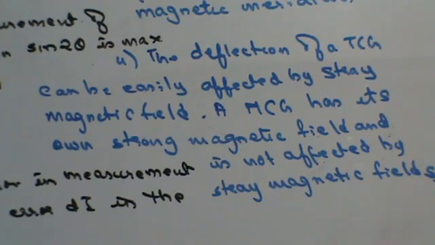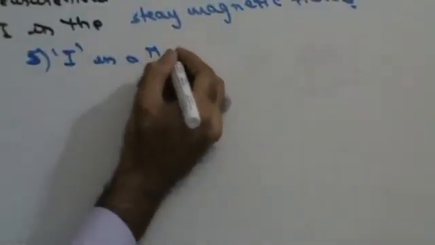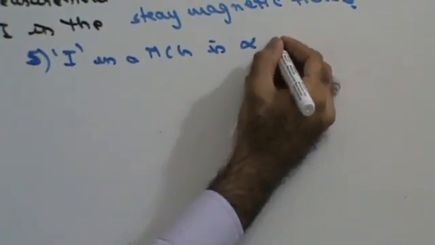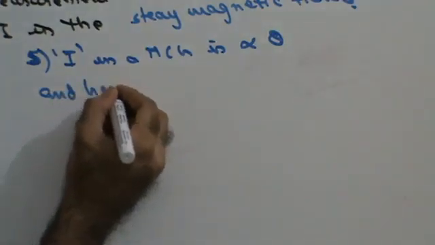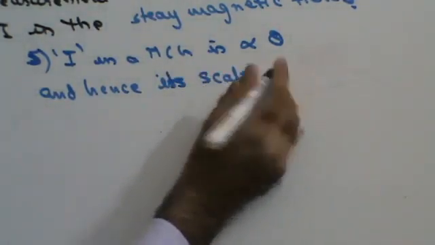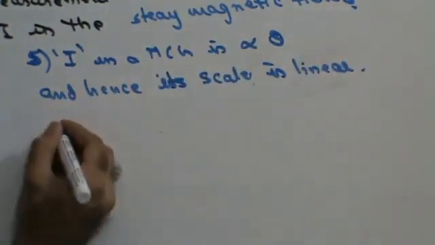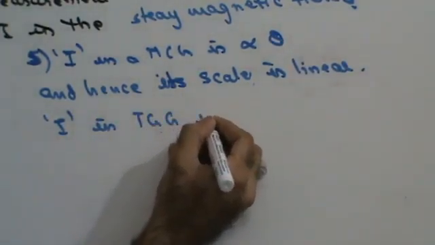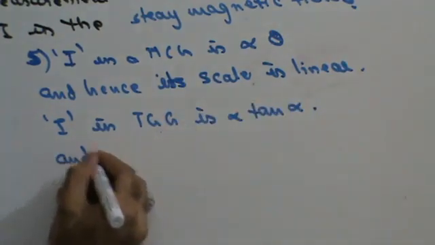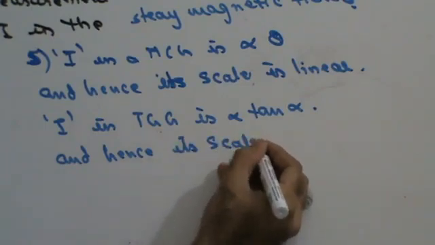Fine. Now, the current in a moving coil galvanometer is directly proportional to the angle of deflection and hence its scale is linear, whereas in the case of a tangent galvanometer the current is directly proportional to tan theta, tan of the angle, and hence its scale is not linear.